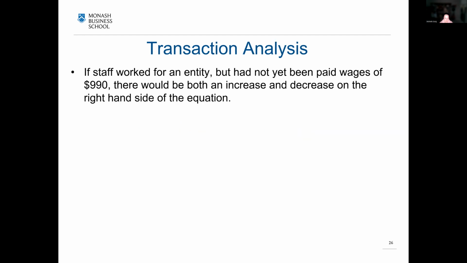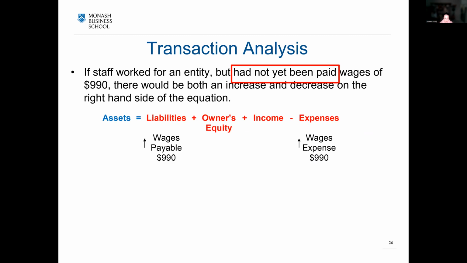The next example we have is a staff member works for an entity for wages of $990, which has not been paid. I want you to bring to attention that this wage has not been paid. That means the cash is not yet involved. We have not got cash. So which two accounts are affected? Well, the first one is wages expense. The wage owing to an employee or to staff is an expense account, not an asset account. So we have wages expense, not a wages asset account.